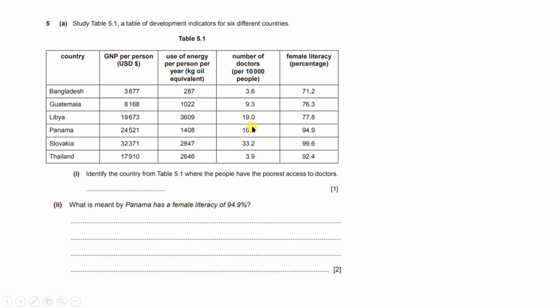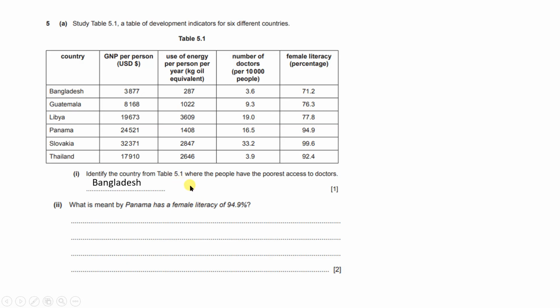So where is number of doctors? If you look at it, the country with the least value is this, which is 3.6. So you just write down the name of the country there. That's all. Then what is meant by Panama having a female literacy of 94.9?